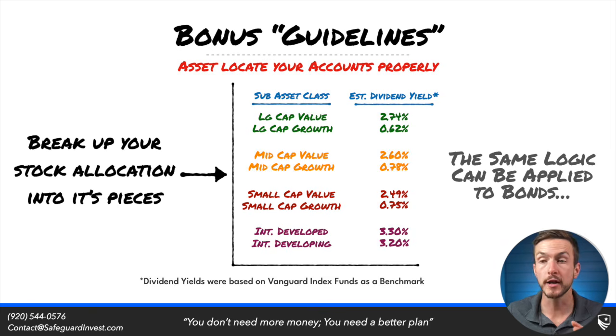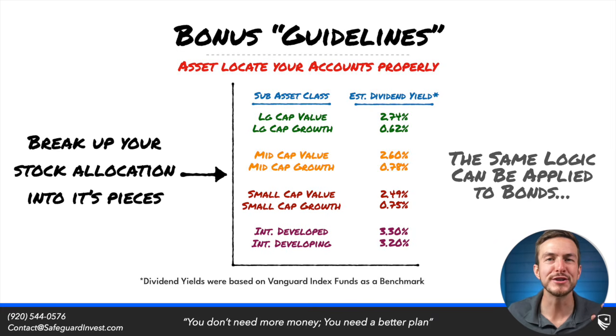For instance, when we break up stocks as a general asset class, we can break it up into smaller components like value stocks versus growth stocks, small cap, mid, and large cap stocks, or even US versus international. If we just compare based on dividend yields and remember what we learned earlier, it will be better to locate lower yielding stocks to your taxable account and higher yielding stocks to your tax protected accounts. The same is true and can be done when looking at bonds.